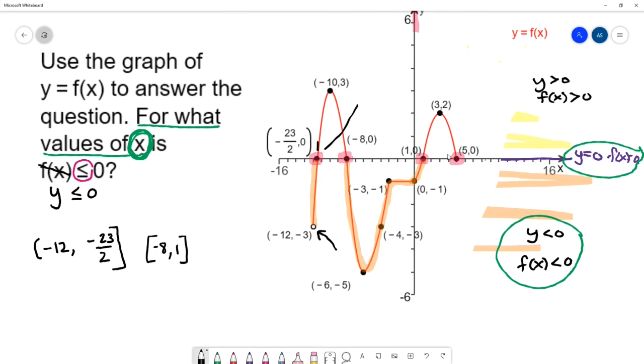Here we want just a single point. So when we have just a single point, we use curly braces to list that single point. So these are all of the x's that have y's that are less than or equal to 0. And to write it in set notation, we use the union symbol between those intervals.